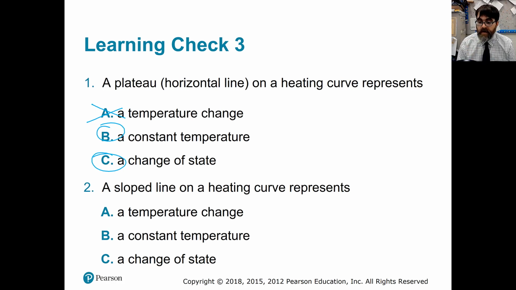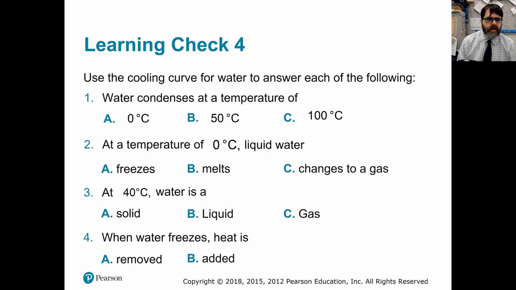So sneaky question here, 2 correct answers there. And a slope on the curve then represents the one that we didn't have up above, the change in temperature. These other 2 are not occurring there. This one here specifies for a cooling curve. It really wouldn't matter which one we are looking at, but water condenses at a temperature of 100 degrees Celsius. At a temperature of 0 degrees Celsius on a cooling curve, it's going to freeze.